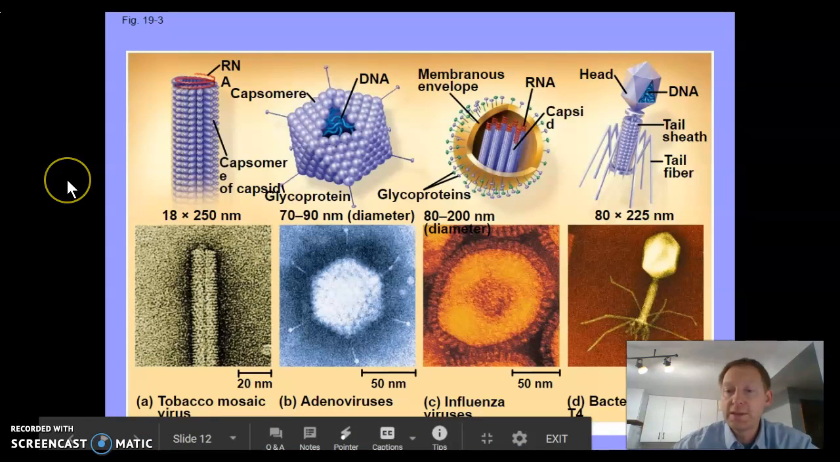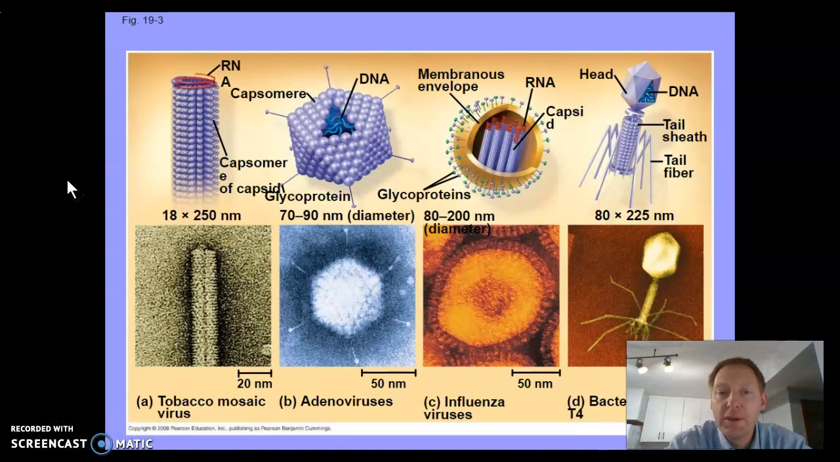So, moving on, here we see some images and diagrams of some varying types of viruses out there. This one may look a little bit familiar. We saw this in our Hershey-Chase experiment, one of the bacteriophages. This is a flu virus that is covered in that membrane. Here is an adenovirus. Here is a tobacco mosaic virus. That's one that affects plants, not humans.